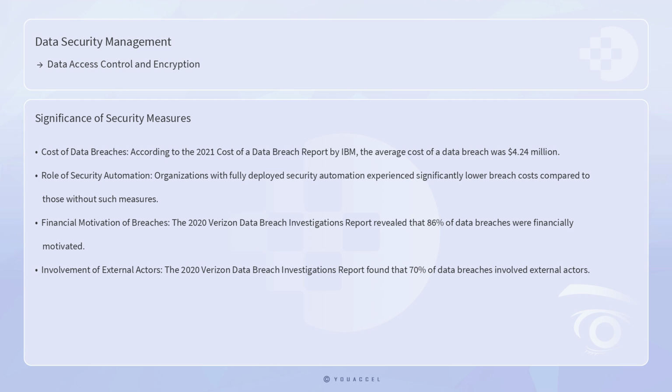Statistics further illustrate the significance of these security measures. According to the 2021 Cost of a Data Breach report by IBM, the average cost of a data breach was $4.24 million, with compromised credentials being the most common initial attack vector. The report also found that organizations with fully deployed security automation, including access control and encryption, experienced significantly lower breach costs compared to those without such measures. Additionally, the 2020 Verizon Data Breach Investigations report revealed that 86% of data breaches were financially motivated, with 70% involving external actors. These statistics underscore the pervasive threat landscape and the necessity of implementing robust data security practices.